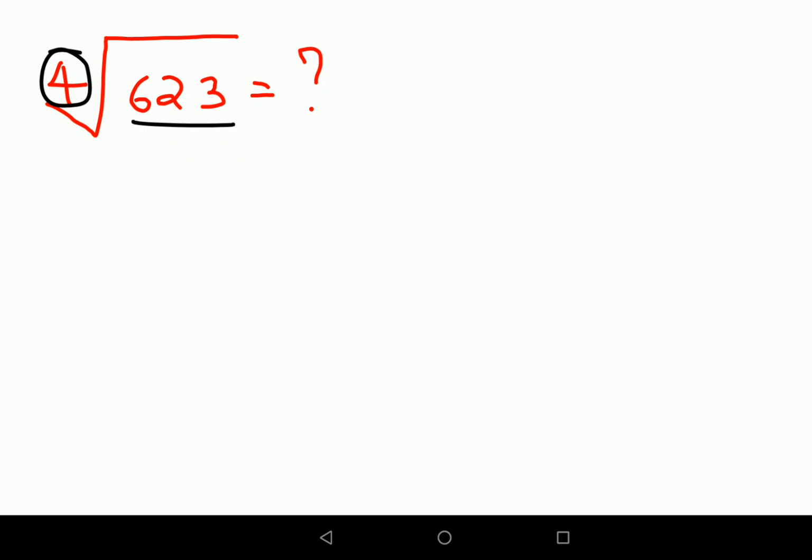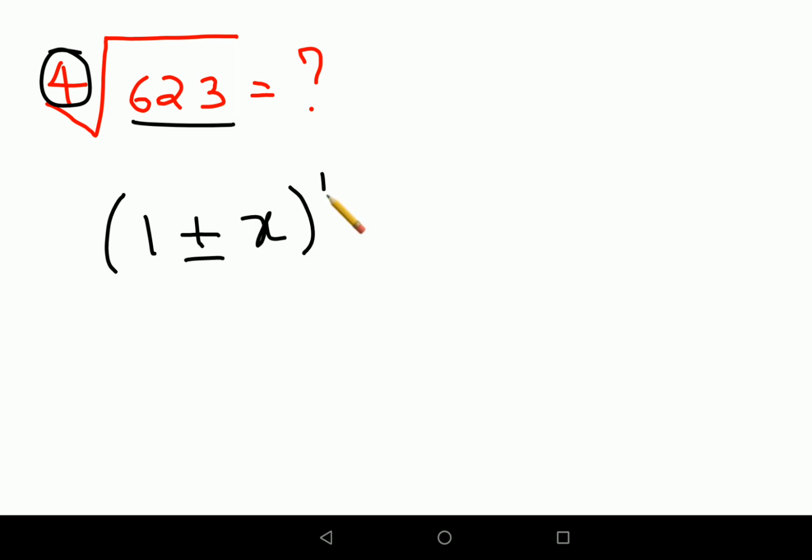Okay. So there are a few things which you need to remember. Whenever you have to find a root of any number which looks very tricky, because 623 is not a perfect fourth power, or any number raised to 4 is not going to get you a natural number as your answer in this case. Okay.